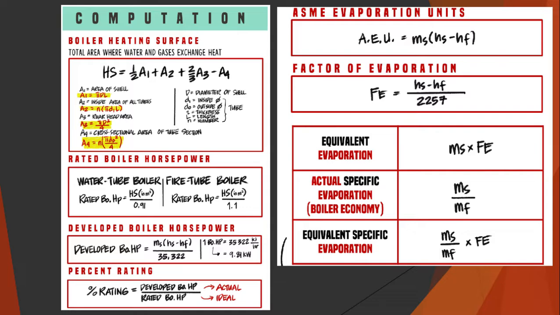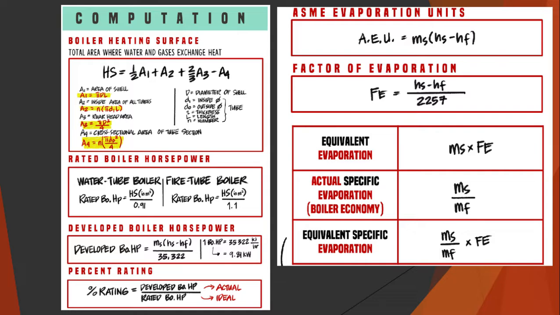Ating ASME evaporation units, para makuha ay mass of steam, open parenthesis, entropy ng ating steam, subtract sa entropy ng ating feed water. Factor of evaporation. Entropy of steam minus entropy of feed water all over 2257. So sa ating equivalent evaporation, mass of steam times sa ating factor of evaporation.